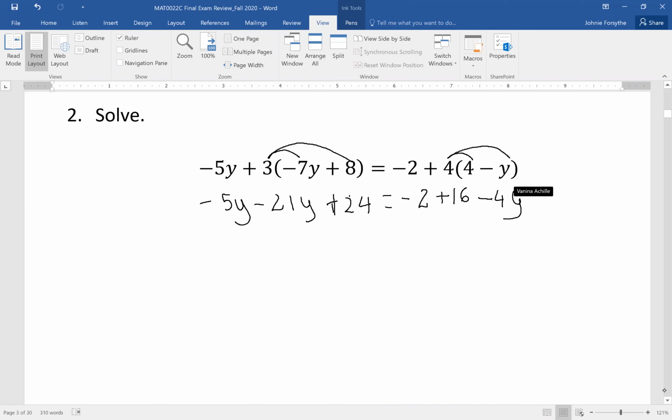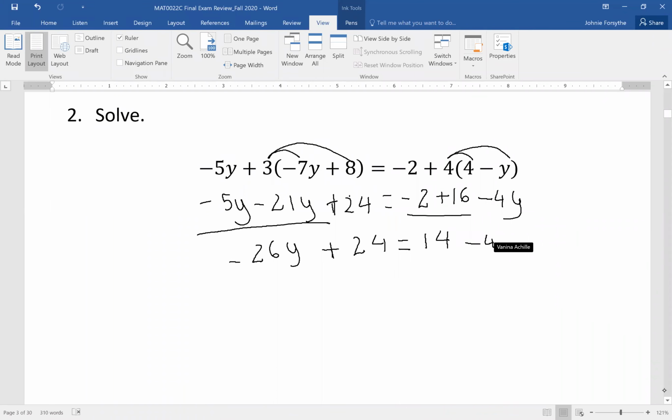I have these two like terms here. I'm going to go ahead and combine them. So I get negative 26y. I bring down the 24. Also have these two like terms here. That gives me 14 minus 4y. Now I'm trying to combine like terms again, but I have negative 26 and negative 4.